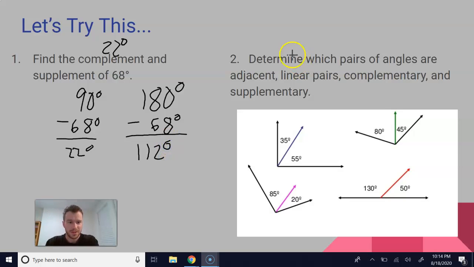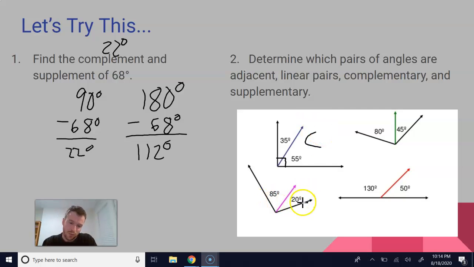Now number 2 says, determine which pairs of angles are adjacent, linear pairs, complementary, and supplementary. Well, I can look at all these pairs of angles, and they're actually all adjacent. So all of them are adjacent because all the angles are touching. Now, 35 degrees and 55 degrees, they add up to 90 degrees, which makes a right angle. So those are complementary. I'm just going to put C for complementary.